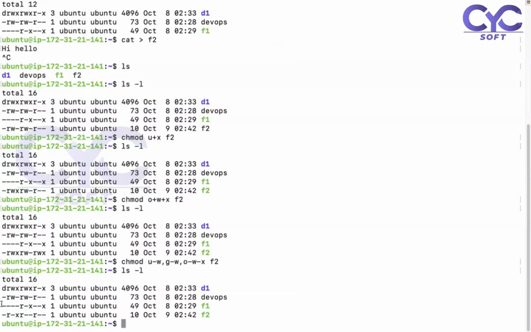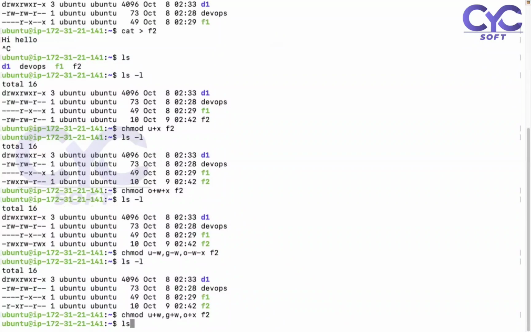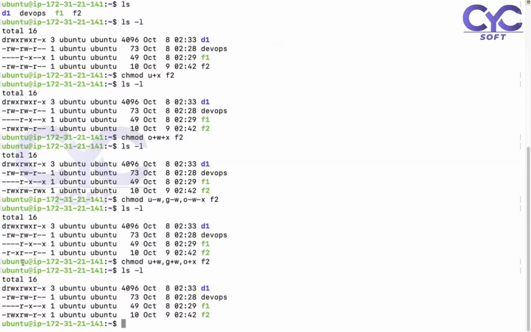If I want to work with multiple permissions, I use a comma for this. chmod u+w, g+w, o+x F2. If I go with ls -l, see here, it is added successfully. Previously we removed them, now they are added. So this is all about alphabetical notations.